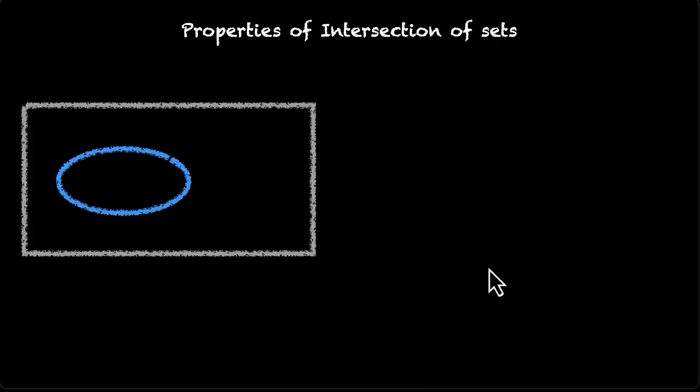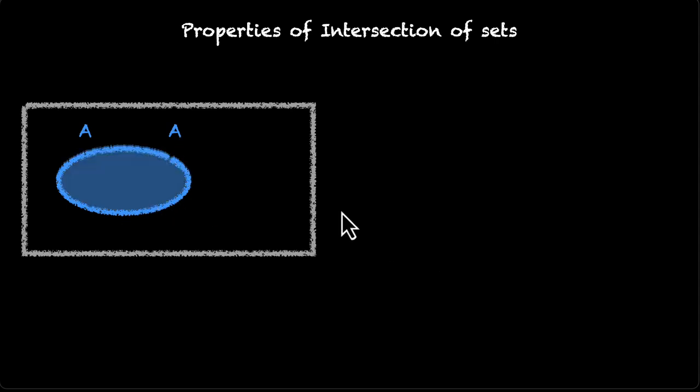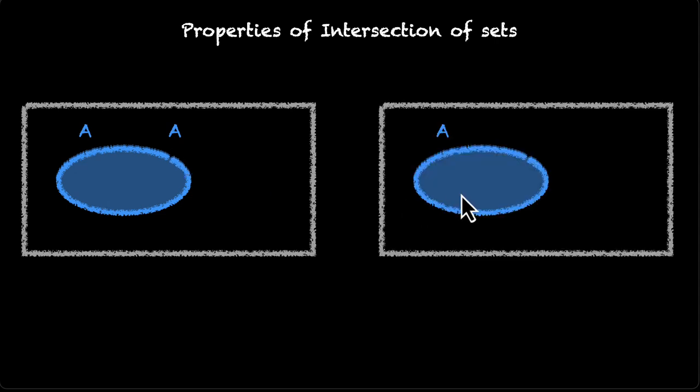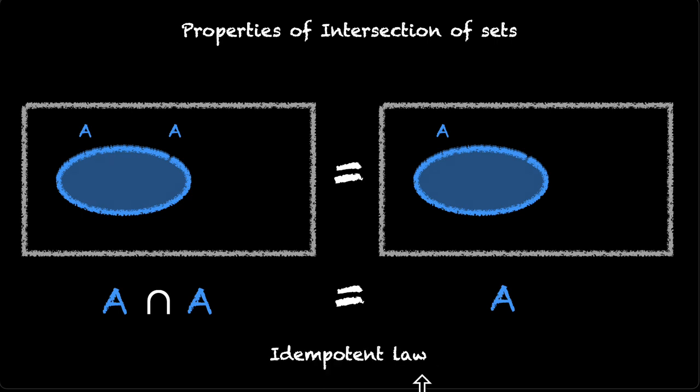Let's keep going. We have A and then we have A. What's the intersection of A and A? We have everything in A intersecting with everything in A. So what's common between A and A? Well, because these two sets are identical, they have everything in common. The intersection of A and A is just A. So A intersection A is equal to A. And this is called the idempotent law.